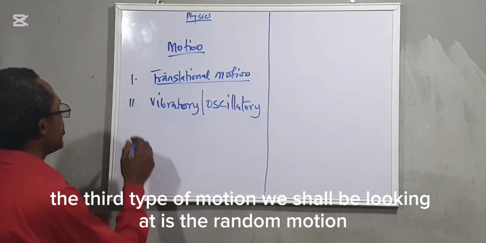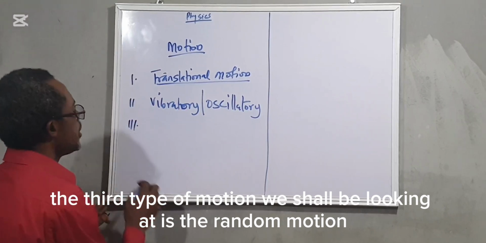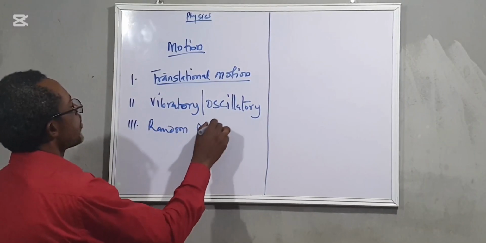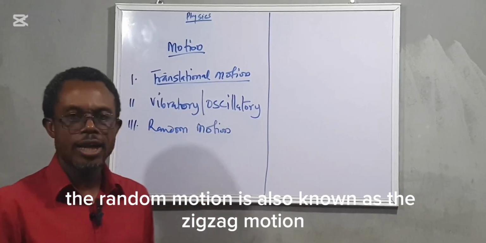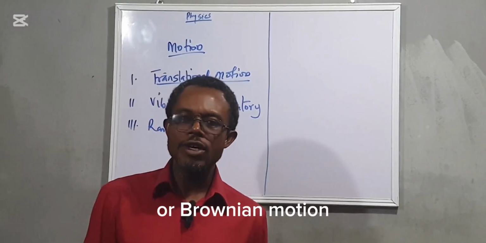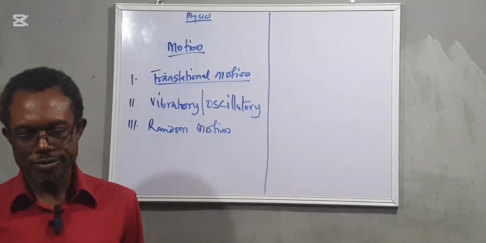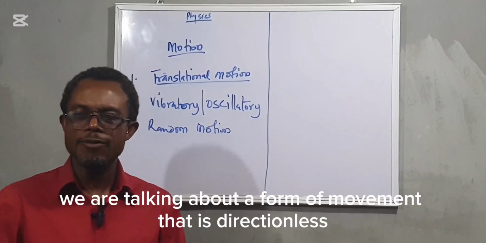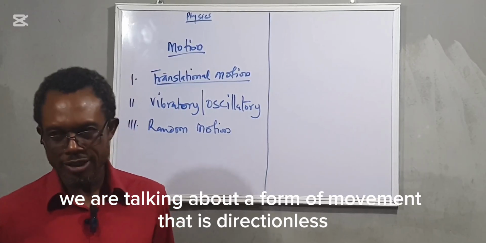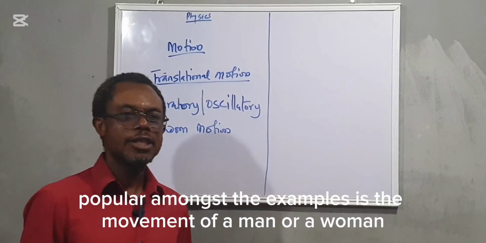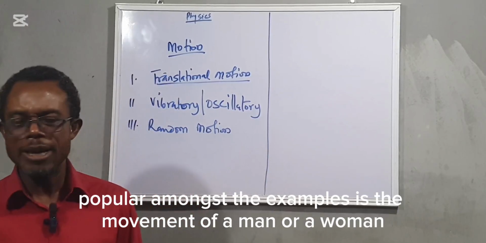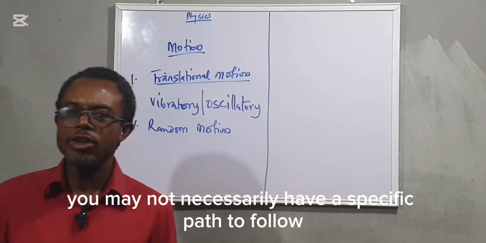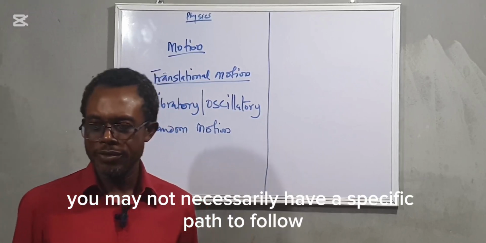The third type of motion we shall be looking at is the random motion. The random motion is also known as the zigzag motion or Brownian motion. When we talk about random motion, we are talking about a form of movement that is directionless. Popular amongst the examples is the movement of a man or a woman in a marketplace. When you move in a marketplace, you may not necessarily have a specific path to follow.